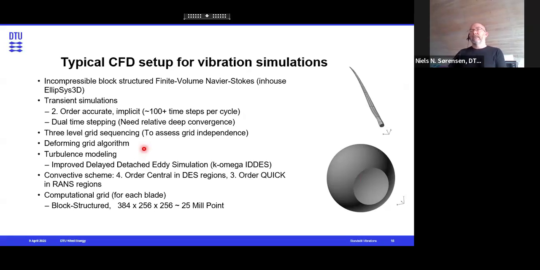The turbulence modeling is typically some of the scale resolving ones. We have used the improved delayed detached eddy simulation technique. We use a fourth order central scheme in the DES region, and then a third order QUICK scheme in the RANS region. And we have seen a lot of cases where a grid of around 25 million points, well distributed over the blade, is sufficient to give a decently accurate result.